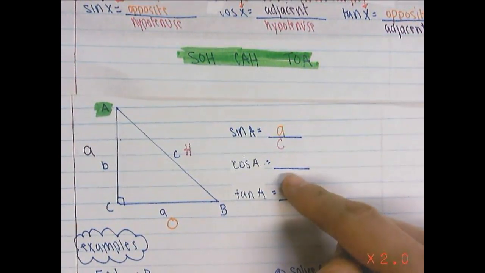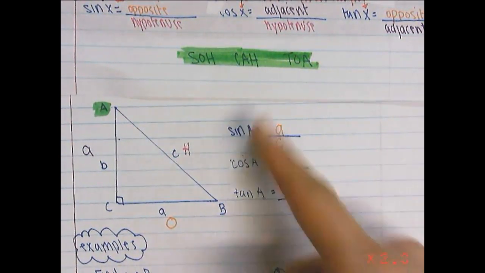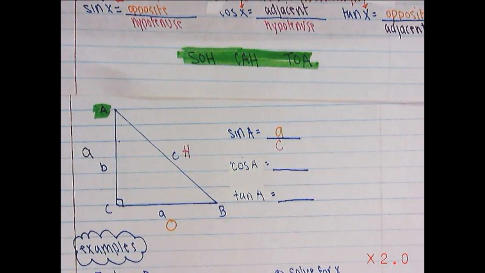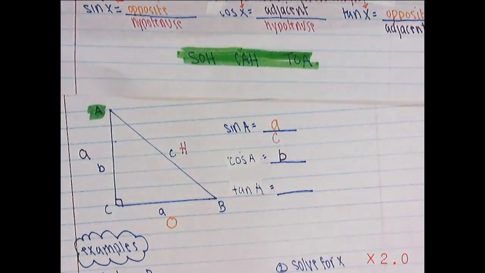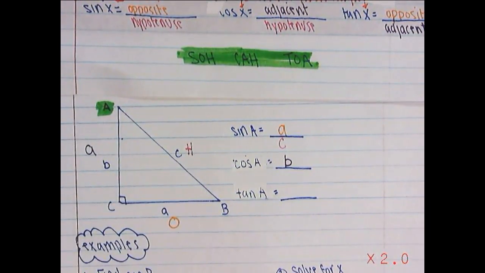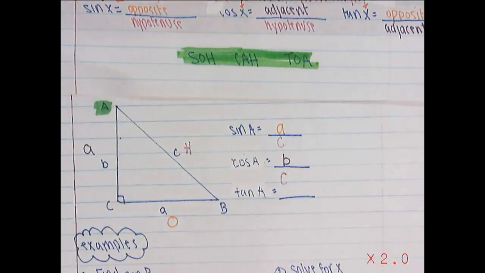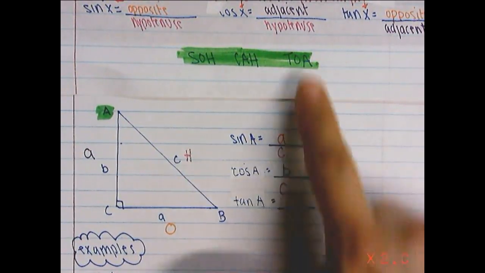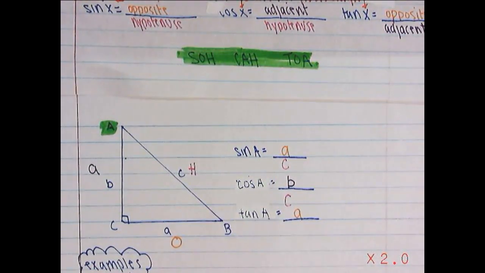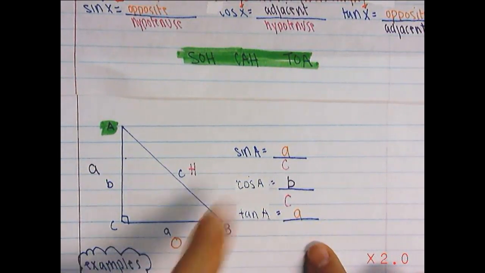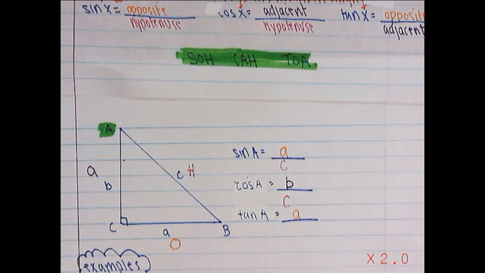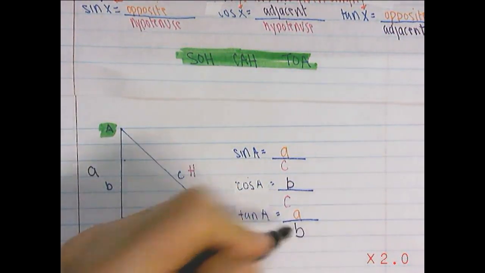Cosine is a little bit different. It's CAH. So now I'm going to look for my adjacent, which is B. I'm going to put it on top, and then I'm going to look for my hypotenuse, which is C, and that will go on the bottom. Tangent, TOA, so I look for my opposite, which is side A, and I put it over my adjacent, which is side B. Those are my ratios.